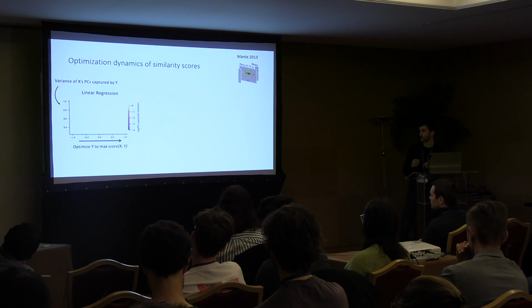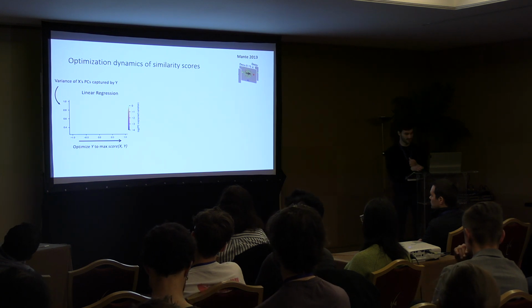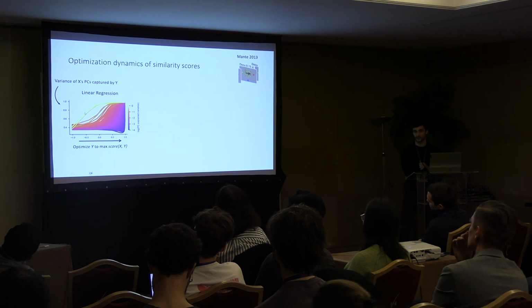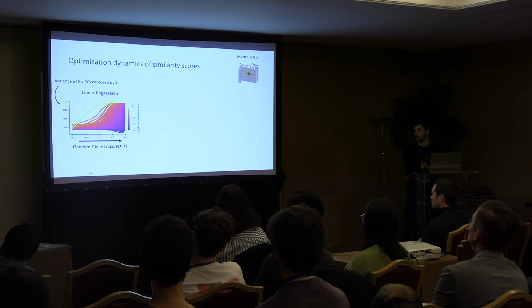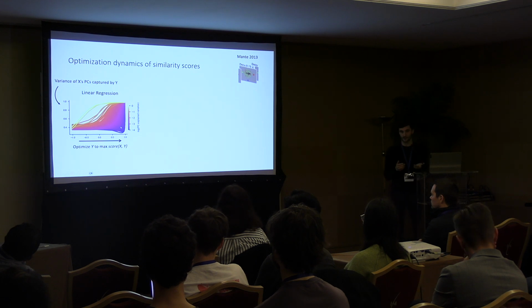And I'm also going to color the different curves with the log of the variance of each PC. So as you can see, when we optimize the score, we first capture the first principal components, and the lower variance principal components are captured later for higher scores, as we expect.